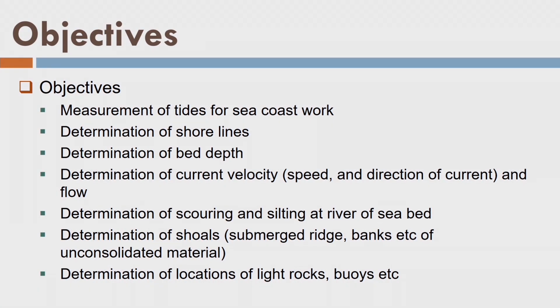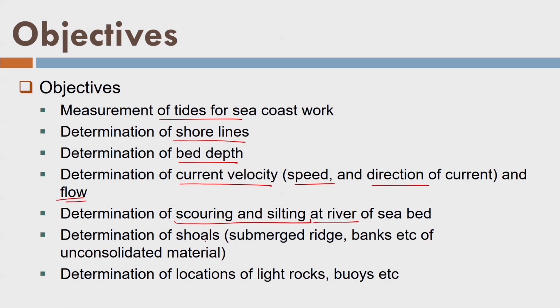So what are the objectives here? First of all, I want to measure the tides. Then I want to determine what are the shorelines. Then what is the wet depth? What is the current velocity and direction of current in case of rivers? What is the amount of flow? Because for the river navigation, these factors are very important. What are the scouring and silting?